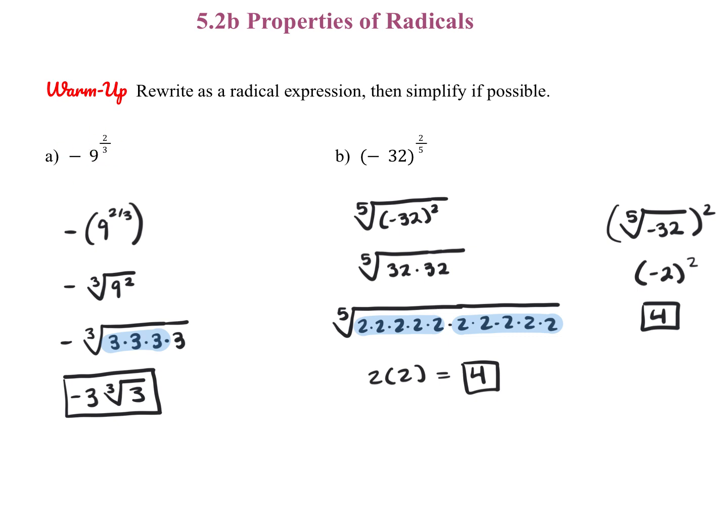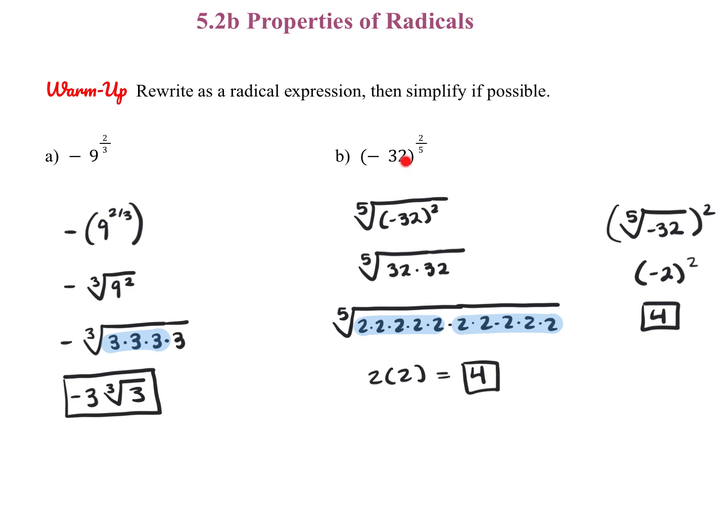So in part A, only 9 is being raised to the power of 2/3. The negative is not. It actually looks like this. So that means that you should simplify 9 to the power of 2/3, and then whatever that is, your answer will then be multiplied by -1. I rewrote it as a radical, the cube root of 9 squared. I know 9 is 3 times 3, so this makes it 3 times 3 times 3 times 3, and that allowed me to simplify. But here you can see that my answer is negative.